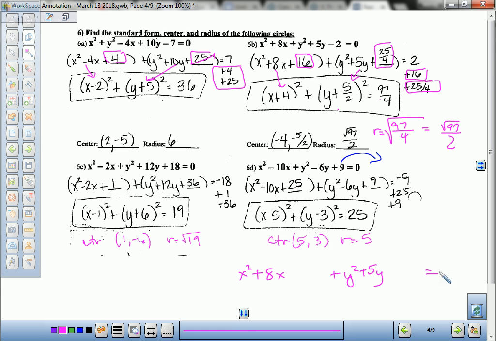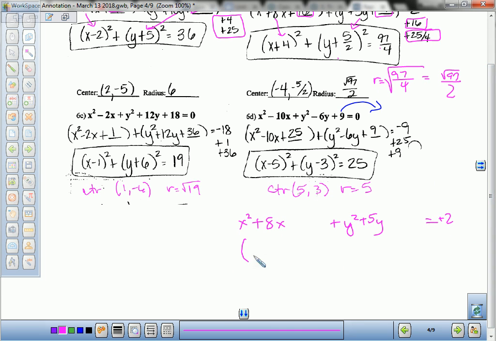So the negative 2 goes to the other side and it becomes a positive 2. Now we're going to create binomial squares so that it is in the standard form for a circle. Here we take half of positive 8, which is positive 4. We square that, so here we add 16. Here we take half of positive 5, which is positive 5 halves. When I square that, it's 25 over 4 because 5 squared is 25 and 2 squared is 4. So here I would add 25 fourths.